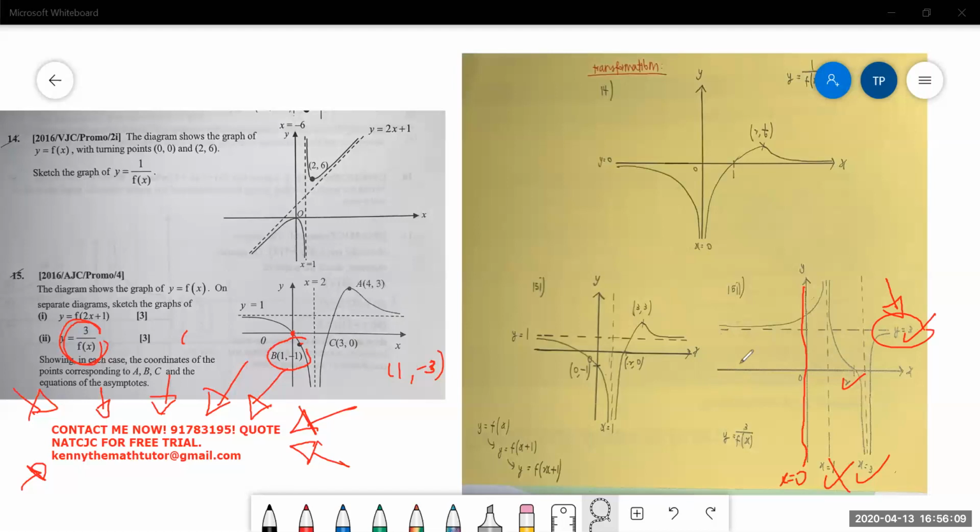Yeah, I know how to draw my 1 over f(x). You want to show me? Quite lazy, but okay.